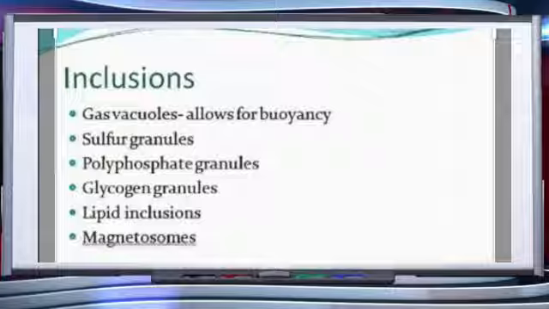So children, this is all about the cell envelope and its modifications, ribosomes and inclusion bodies. Tomorrow we will be continuing with the eukaryotic cells.